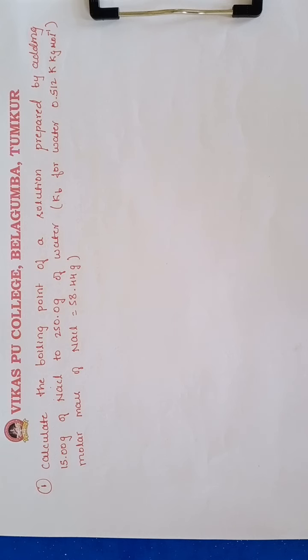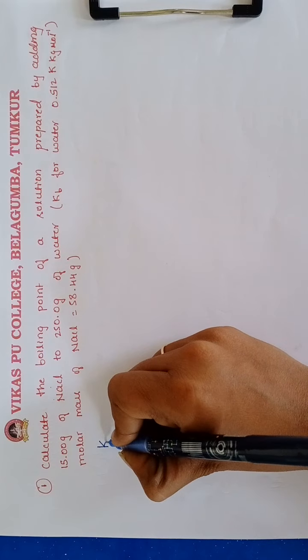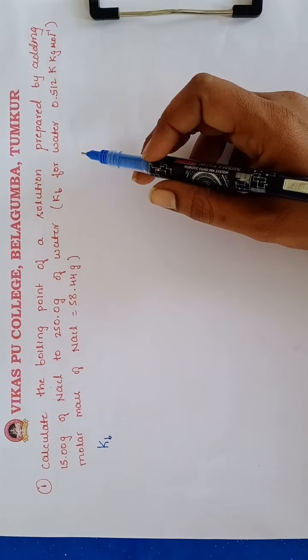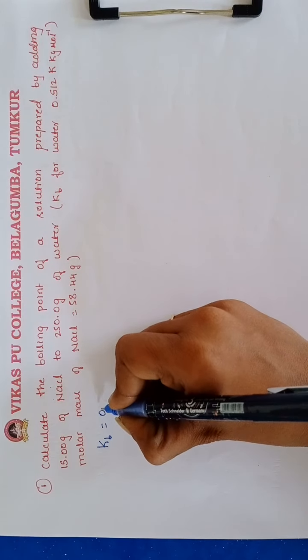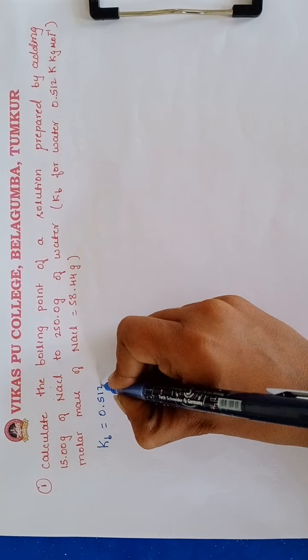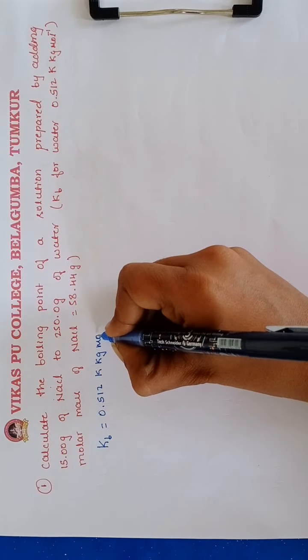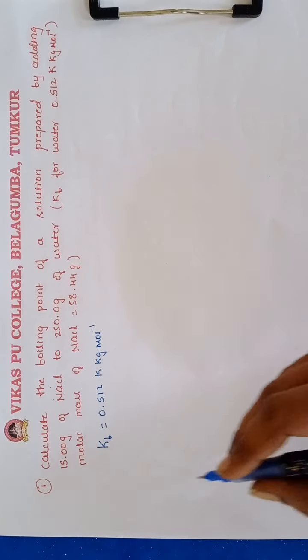First, what we should do is write the given data faster. That is Kb, the boiling point elevation constant, Kb is equal to 0.512 Kelvin kg per mole. This is the unit for this, Kelvin kg per mole.